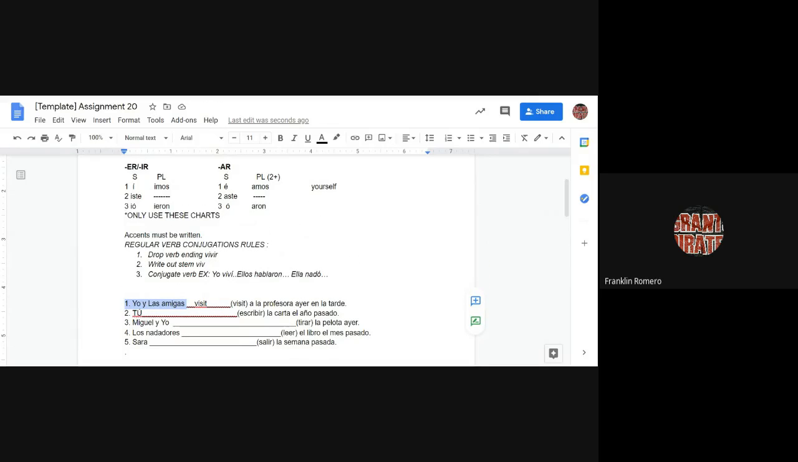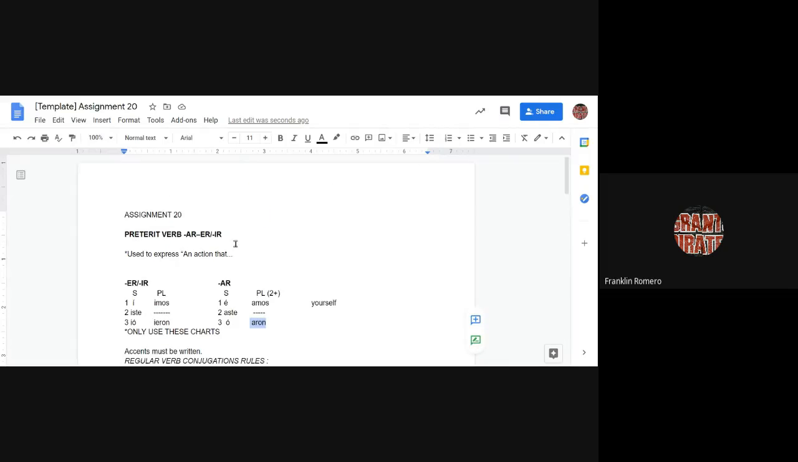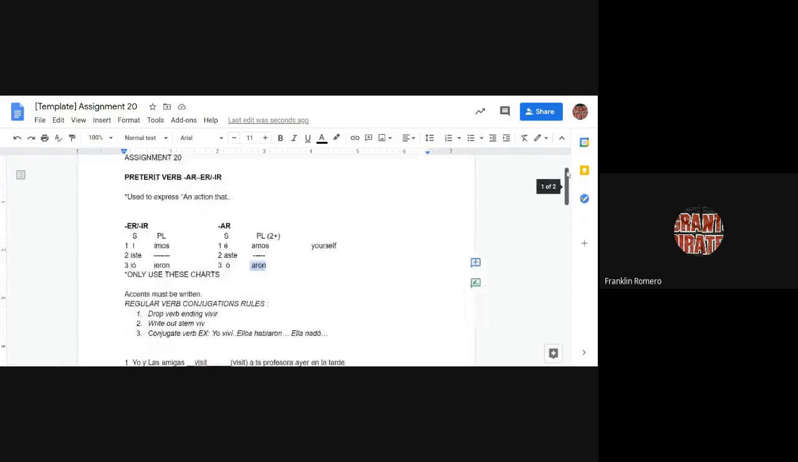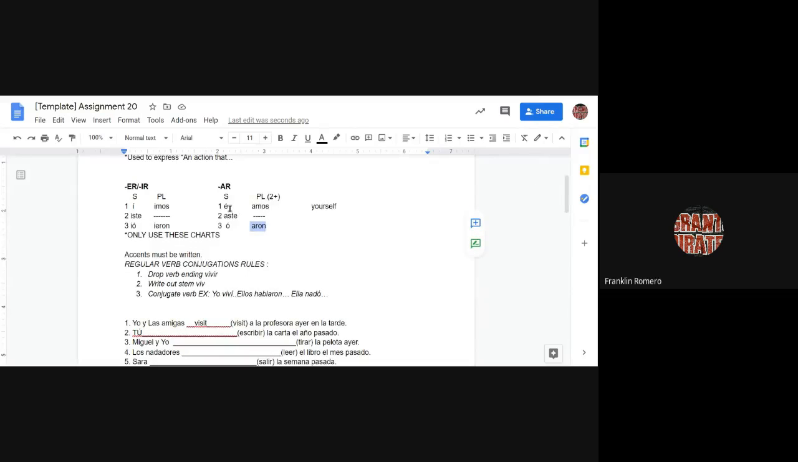So here is a kind of complex problem. Yo y las amigas. How do you solve this one? Well, look at the basics. One, you have yo. You know yo is up here, first person singular. And then you have amigas. Amigas is here, third person plural. So which one are you using? Are you using first person singular here, yo conjugation, or third person plural conjugation? Well, you have to add them up.